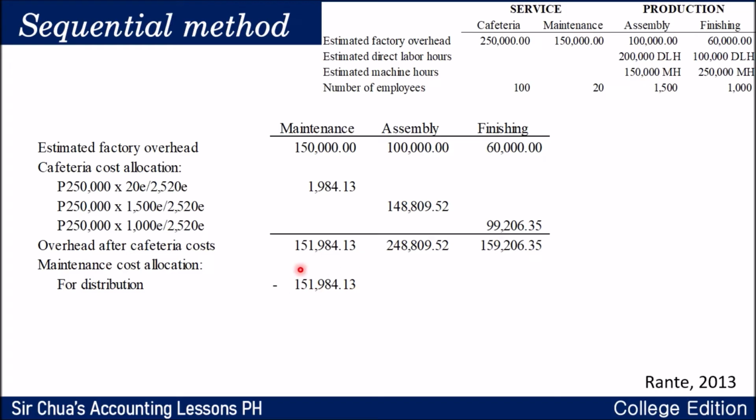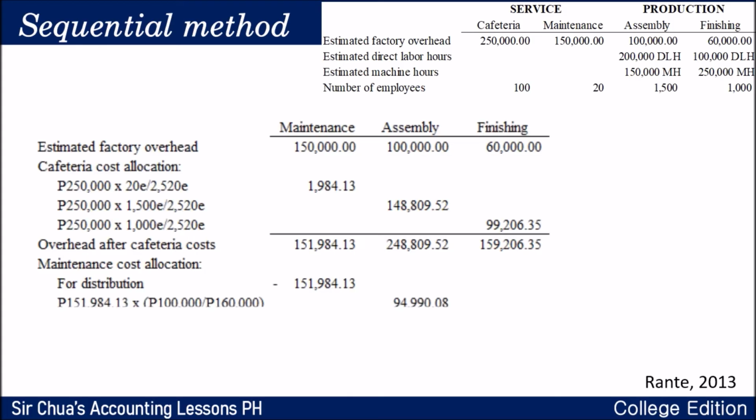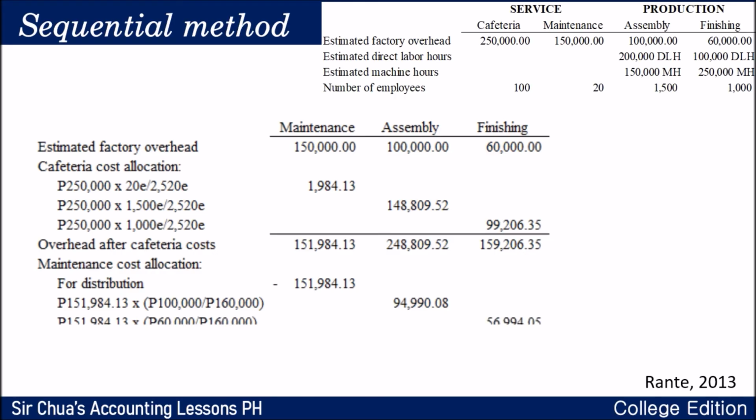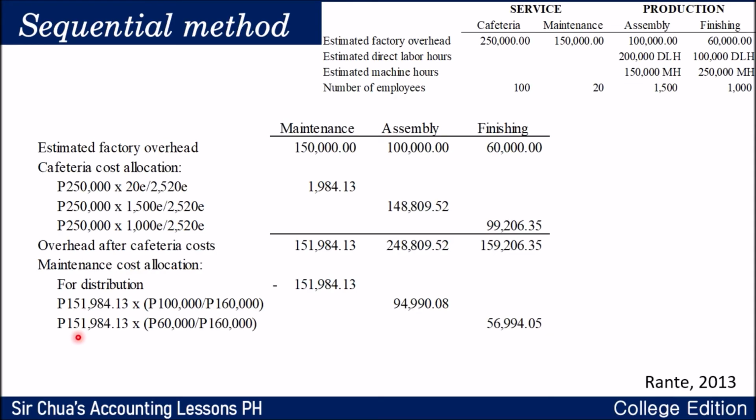So, wala na po tayong i-allocate sa maintenance kasi siya yung mismo ipamimigay natin. So, 151,984.13 times 100,000 from the assembly department, again, all over 160,000. Yan po yan sa assembly department natin na 94,990.08. And then, doon naman po sa finishing department, 151,984.13 times 60,000 over 160,000, 56,994.05. Okay? Pag pinag-add nyo po itong dalawang to, yan po yun.